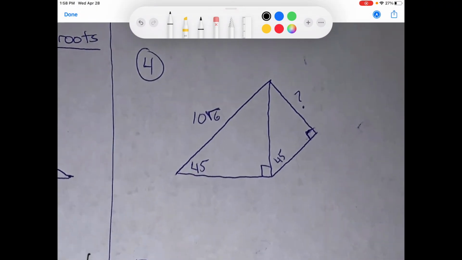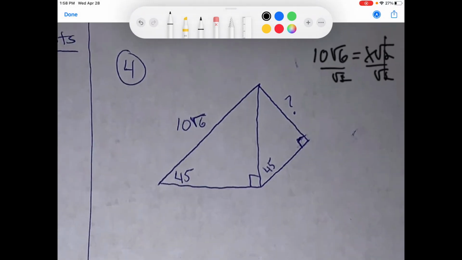Number 4, we got a 45, 45, 90 attached to a 45, 45, 90. The hypotenuse is 10 root 6, which represents x root 2 on a 45, 45, 90. So solving for x, we divide by root 2, divide by root 2, cancel. If you have a root on top and the bottom, this bottom root 2 will go into root 6. It goes in root 3 times because root 2 times root 3 is root 6. So 10 root 3 is x, which would go here and here.